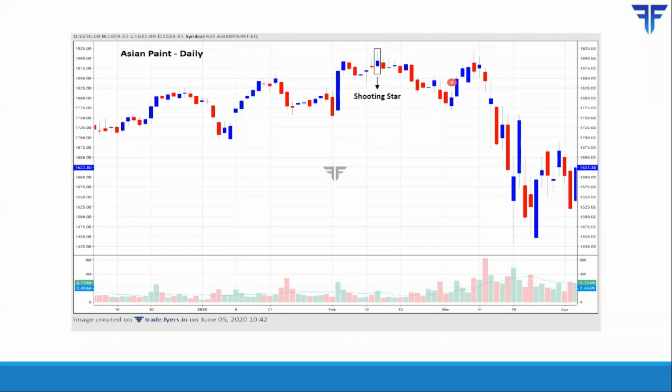Now, this is the daily chart of Asian Paints. Over here, as you can see, a shooting star pattern formed after a slow and steady rally in the price of Asian Paints. The color of the shooting star preferably should be red. That is, the opening should be above the closing. But in this case, you have a closing that's above the opening, but that's still okay. You can consider that pattern as well.